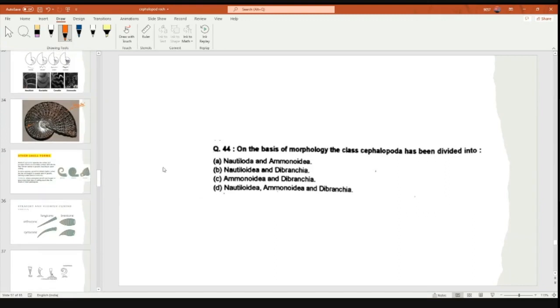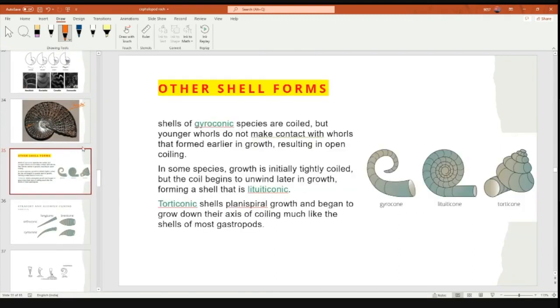Before going to the classification, let's see the shell form, because you have already seen questions that come from the classification by shell form, right? So you have to focus and see what is gyroconic. Okay, what is gyroconic? In the figure you can see this is the cephalopod shell, which is loosely coiled, not touching each other, but in this case you can see the walls are touching each other. So this is the gyrocone and this is the tuticone, and this is the torticone.